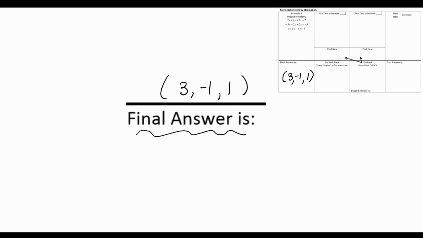Okay, you just did your first x, y, and z. This is called solving a system of 3 by 3s because you have x, y, and z.